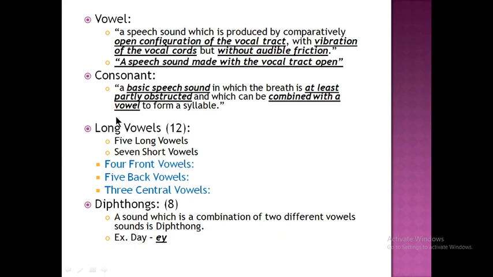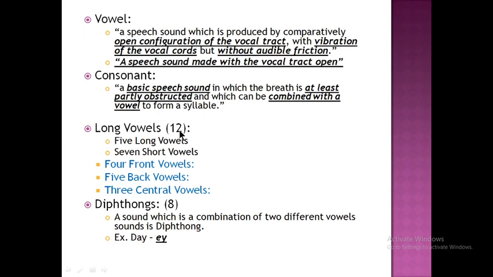Consonant sounds, understand the consonants as well. This is the definition: a basic speech sound in which the breath is at least partly obstructed. Where the breath is at least partly obstructed means an obstacle is coming in the production of the sound, and it can be combined with a vowel to form a syllable. Is it clear what I said? We discussed the syllable in a previous video. So this is about the consonants and vowels.